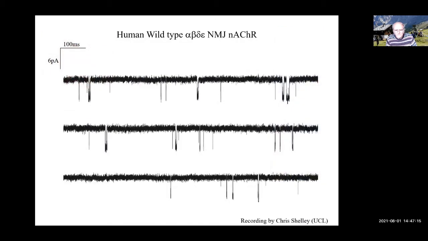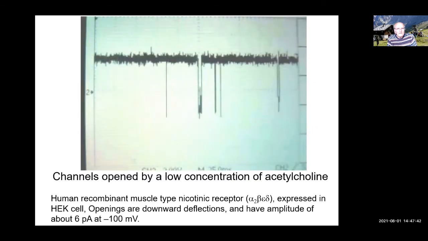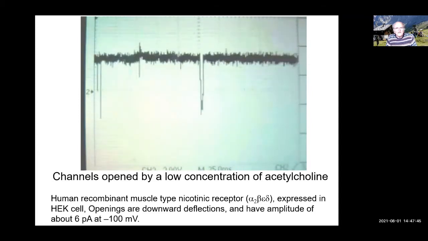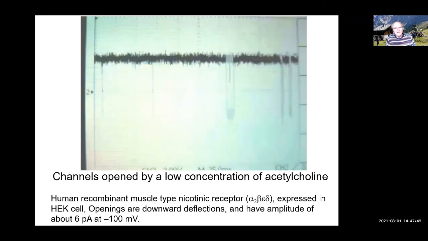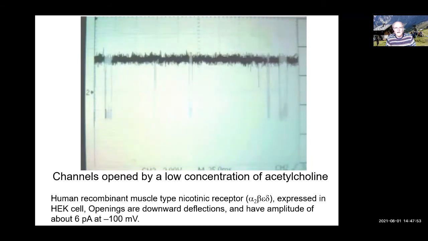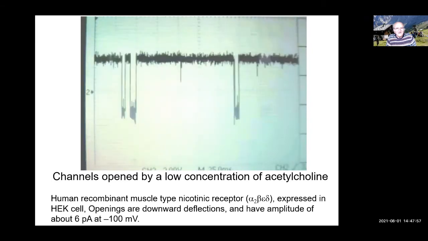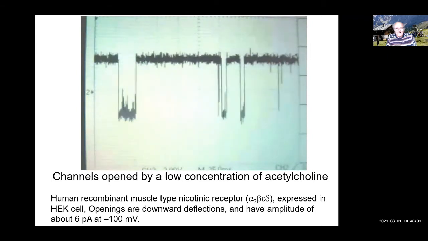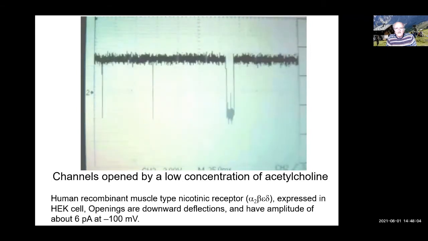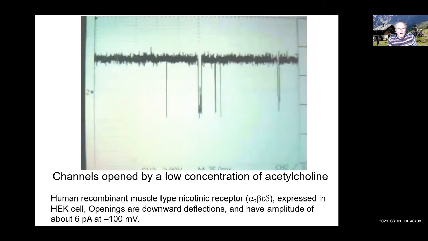So the problem is this. You start off with a record that is, with luck, a great deal longer than the 300 milliseconds shown here. But it's just a random series of channel openings. In this recording, the openings are the downward deflections of the channel. This is an actual bit of a recording from a recombinant nicotinic receptor. It was recorded ages ago from the screen of a digital oscilloscope, actually, with a camera pointing at it, rather crude. But you can see that the openings are very variable length, though they're all much the same amplitude. And you can also see that some of the shuttings are very brief.